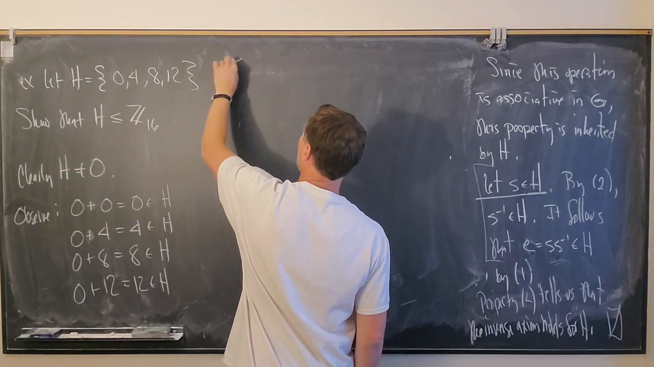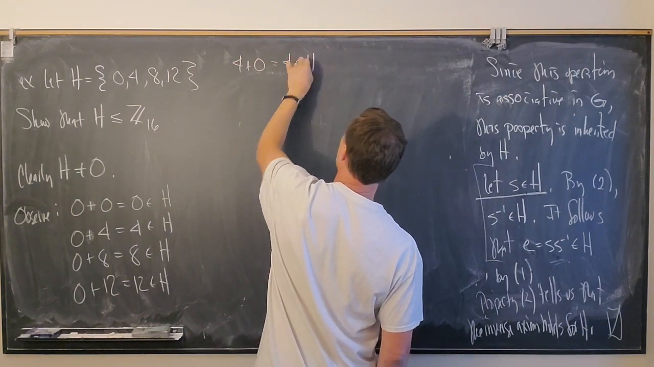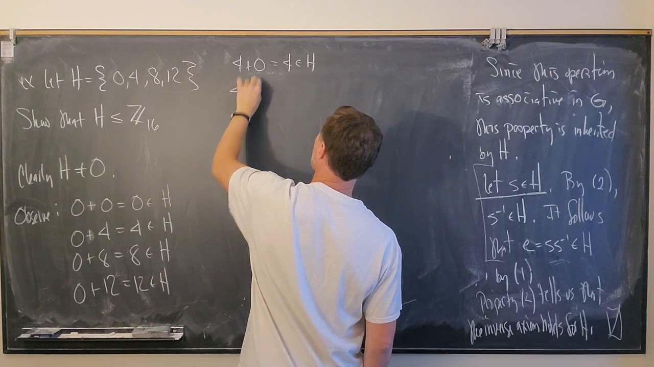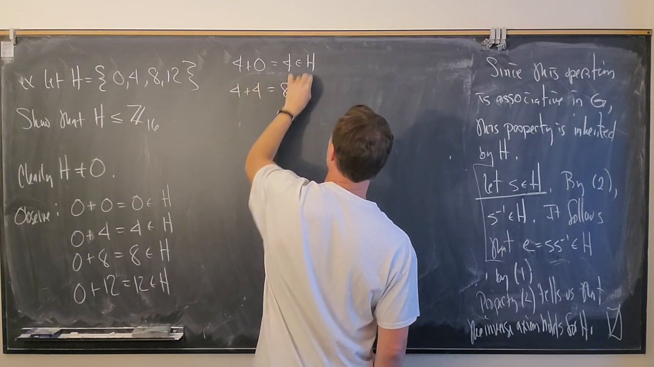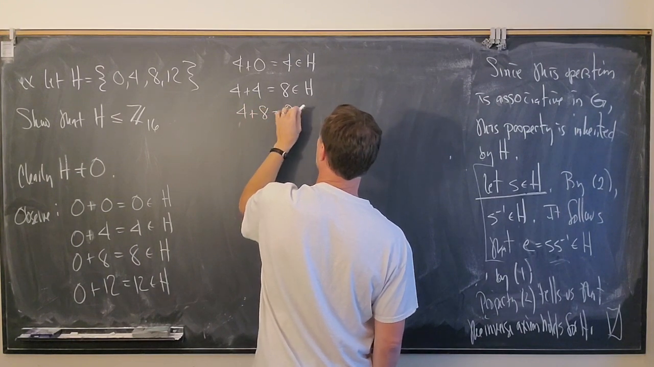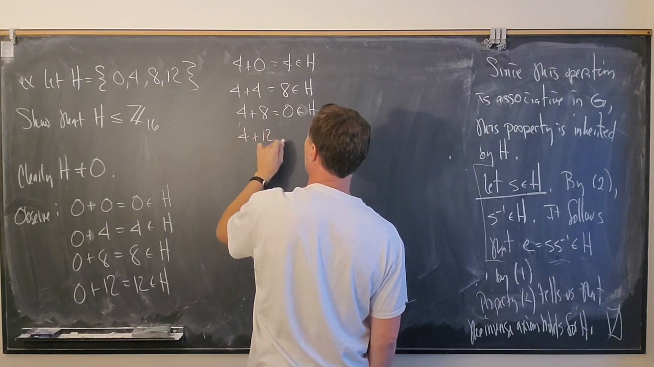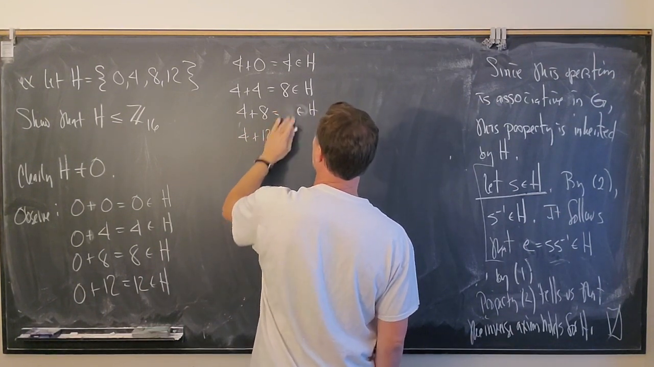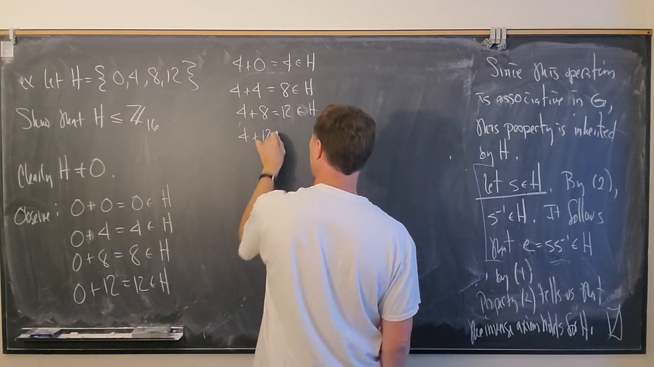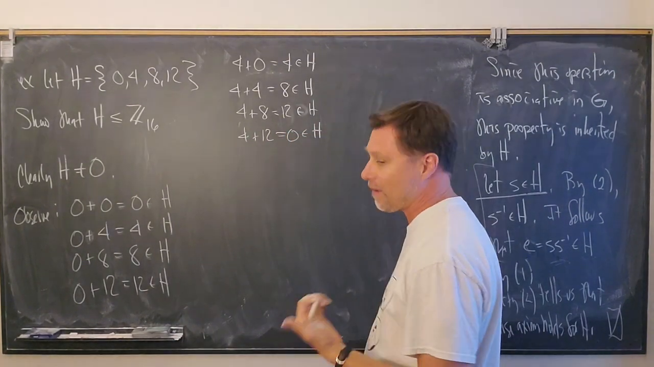Now, 4 plus 0 equals 4, which is in H. 4 plus 4 equals 8, which is in H. 4 plus 8 equals 12, which is in H. And 4 plus 12, oh, no, it's not, it's equal to 12. Sorry. And then 4 plus 12 equals 0, which is in H. Halfway there.